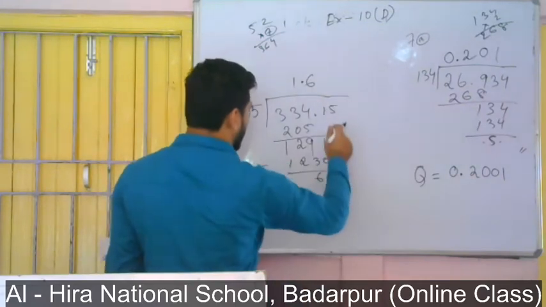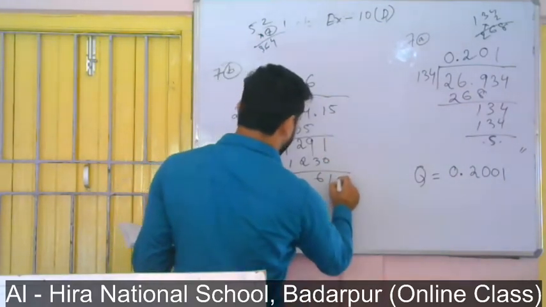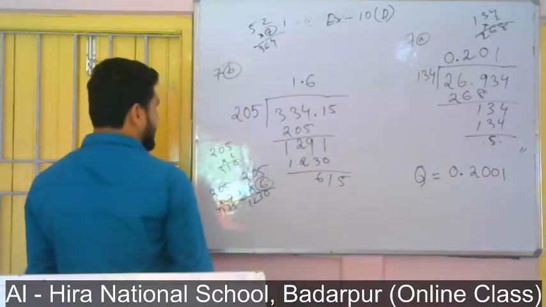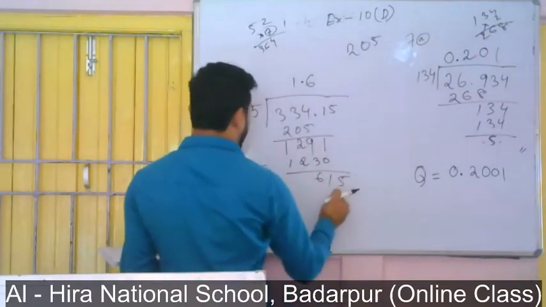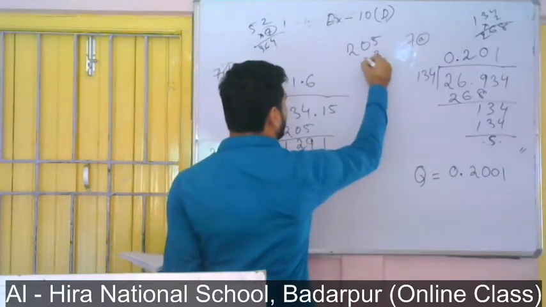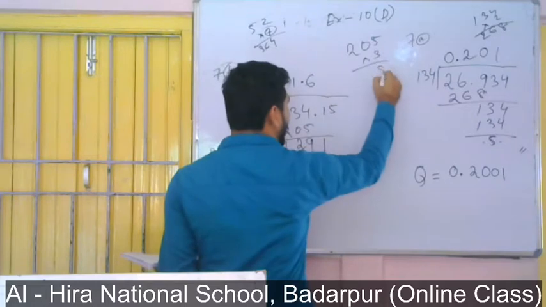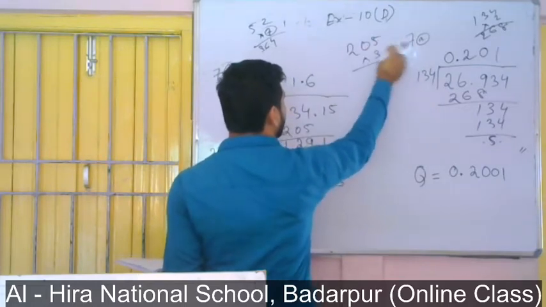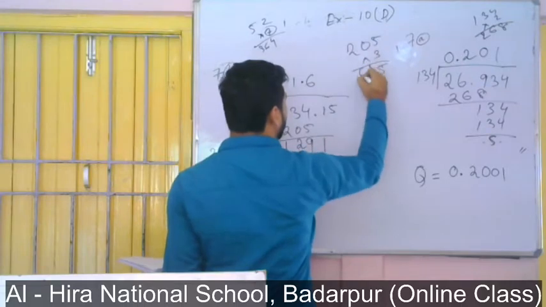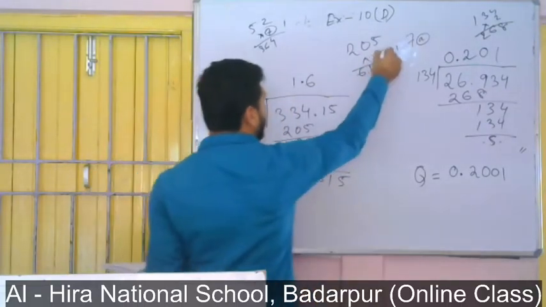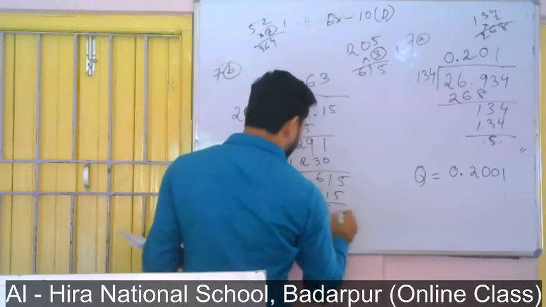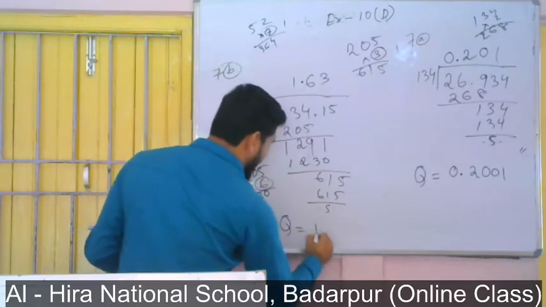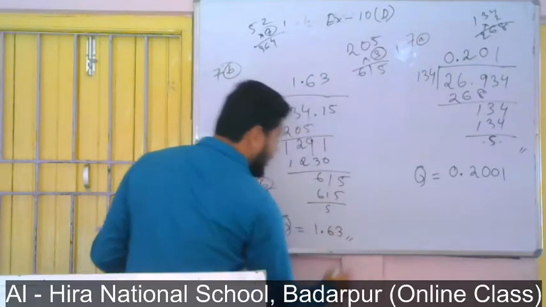Now we shall take 5. Now let us check with 5. 205 into what? Let us multiply with 3. Then we will get 5. 3 5s are 15, 5 we are getting, and also 1. 3 zeros are 0 and 1. 3 2s are 6, 615. That means with 3 we are getting 615. So we'll write 3, 615. So quotient equals 1.63.